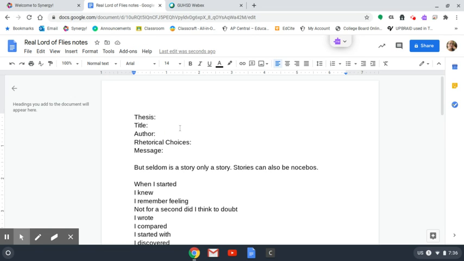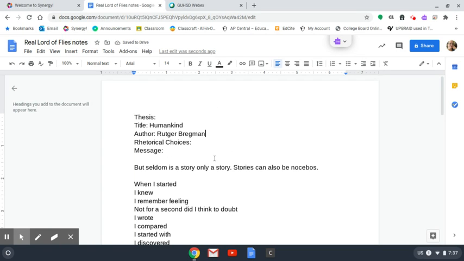So, title. The title of the piece is Humankind. Now, if you're doing it, you would have the real Lord of the Flies because you read only that selection. I read the whole book, so I'm using the book, Humankind. Author, we definitely are going to have the same author, and that's going to be Rutger Bregman.